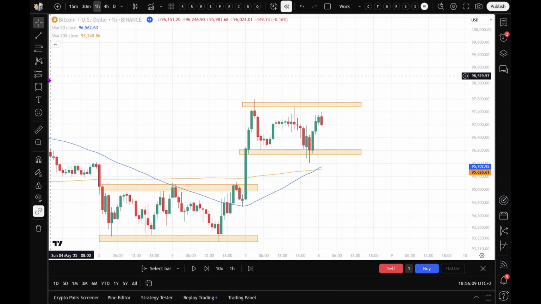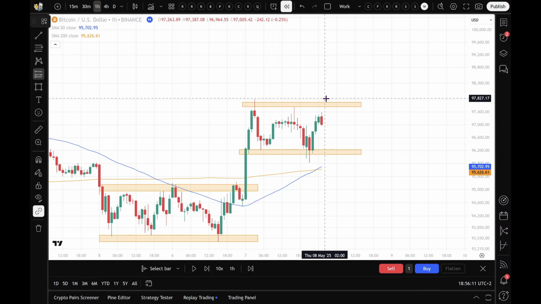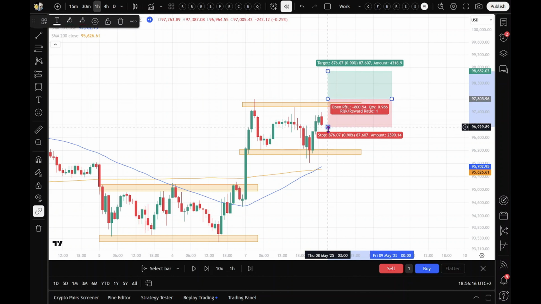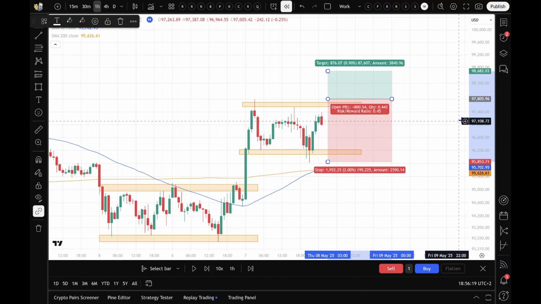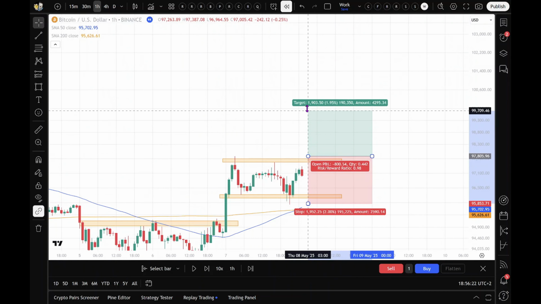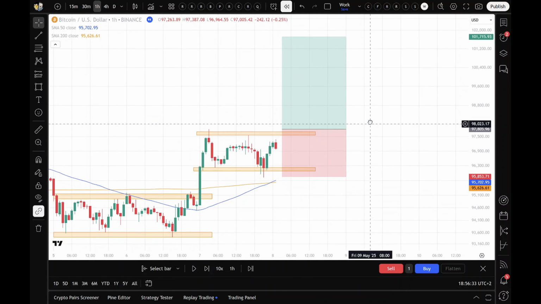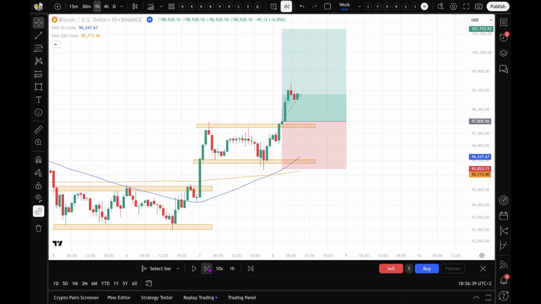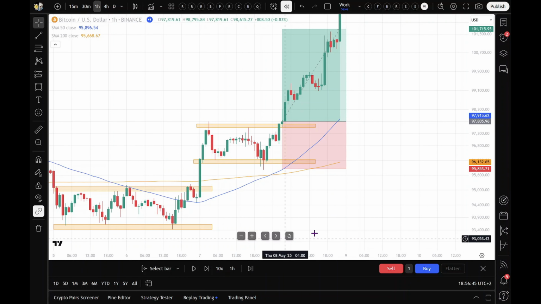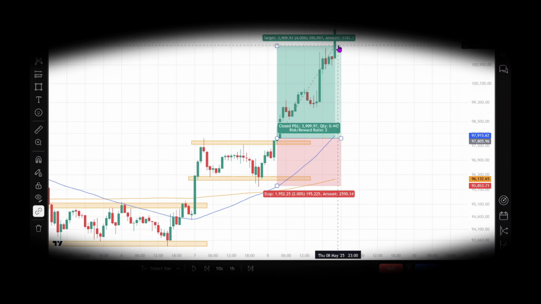At this point, we can consider opening a long position once the price breaks above the recent swing high. We place our stop loss just below the last swing low, and we set our take profit to maintain a risk-reward ratio of 2. Let's see what happens. The price moves sharply upward and hits our take profit.